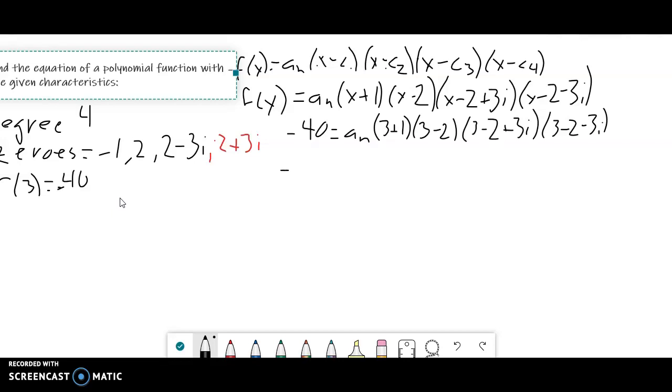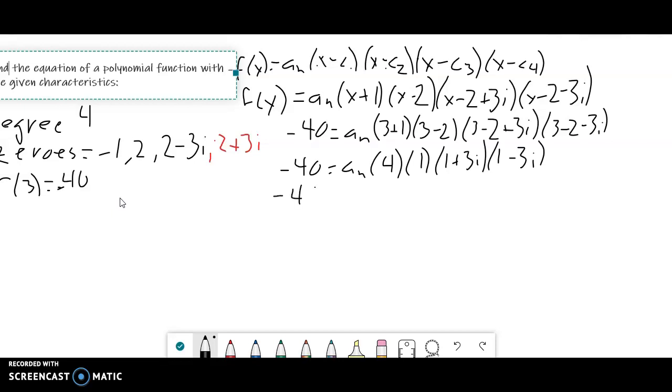And now if we start cleaning that up, if we start combining our like terms, we have our leading coefficient, and we're going to have a 4 in the first parenthesis. 3 minus 2 is 1. 3 minus 2, we get a 1 again, 1 plus 3i. And then we have the 1 minus 3i. We can still see that those complex roots look very much like conjugates. We have just the sign in between the real component and the imaginary component switched.